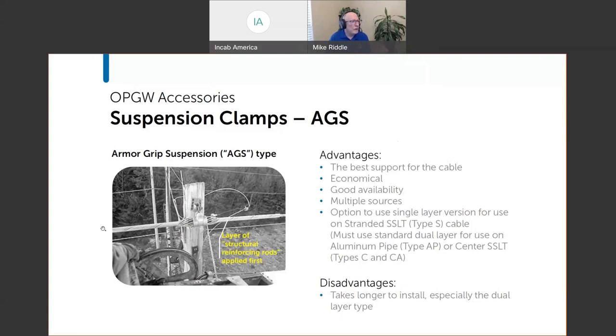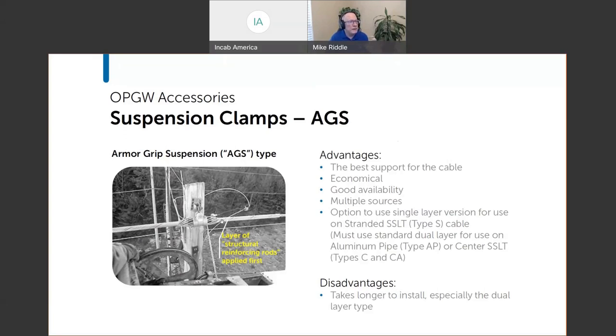The other type of suspension clamp is armor grip suspension, known commonly as AGS type. These are excellent in terms of supporting the cable. They're economical, readily available, multiple sources. Traditionally, for OPGW, there was a layer of structural reinforcing rods applied first. Remember the formed wire dead end? You had a layer of just rods, and then you put the dead end body on over top of it. Similar concept here. There would be a layer of armor rods, and then you were putting an AGS clamp over top of that. That layer of rods was called the structural reinforcing rods.